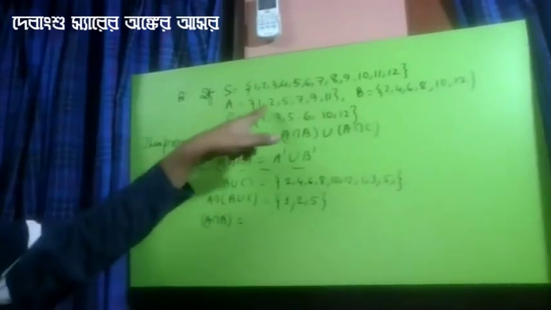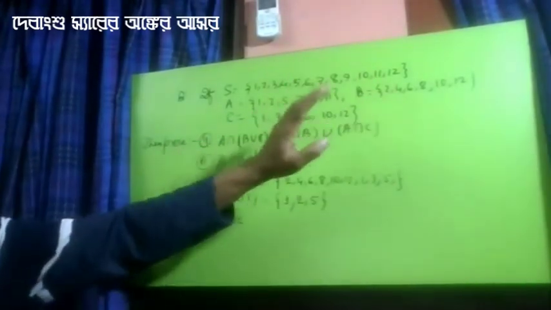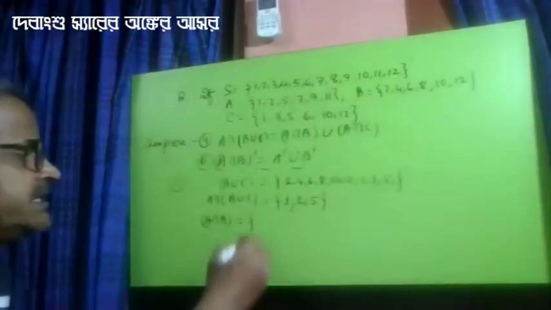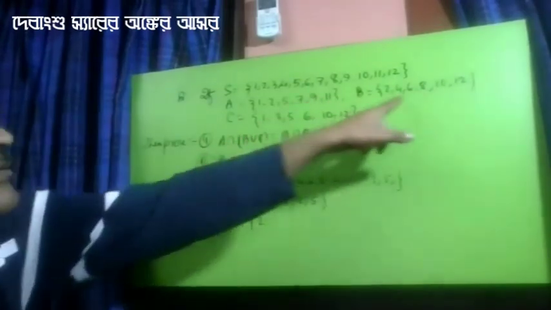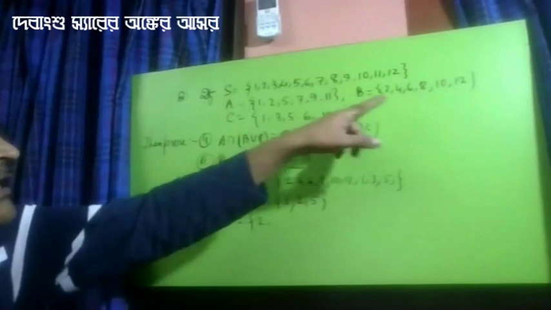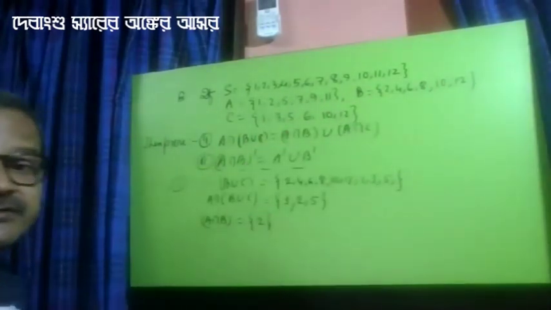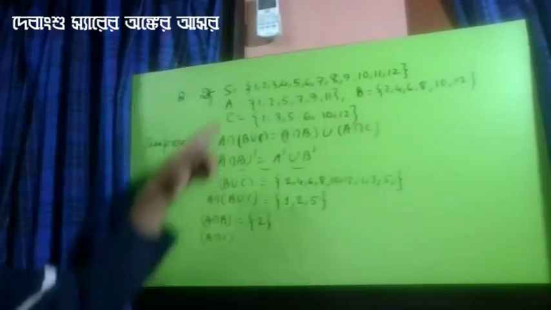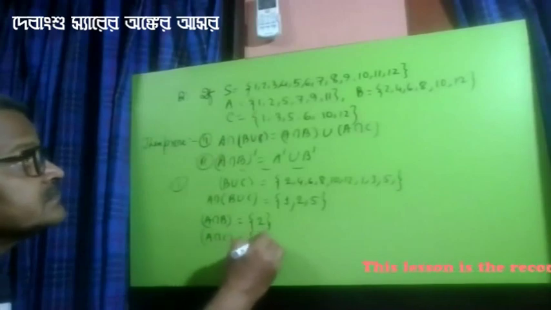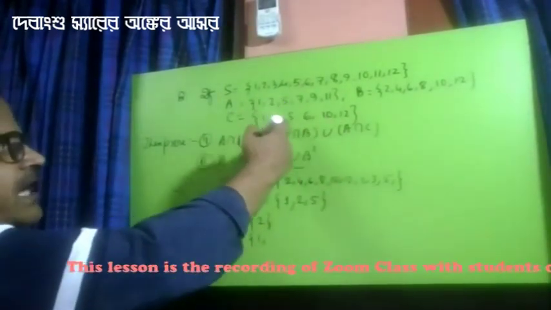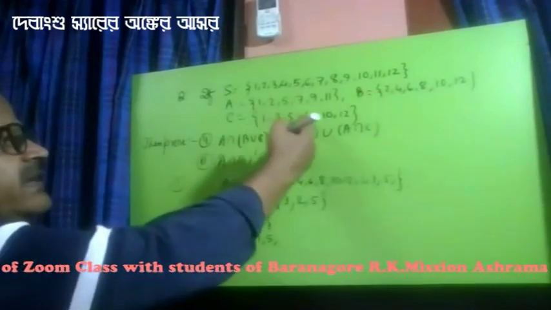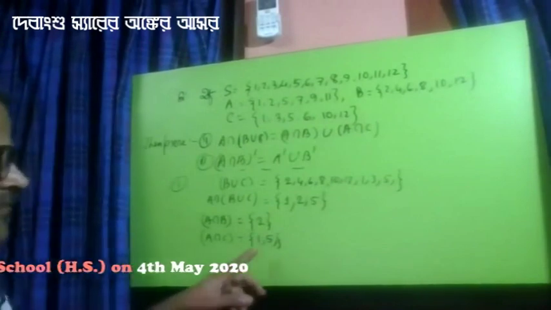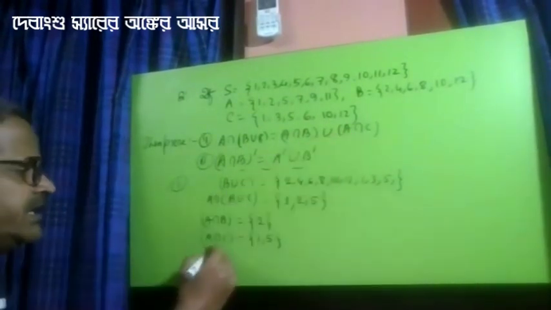Next, A intersection B. A is there, B is there. So you have to take the intersection. So 1, no. 2, yes, 2 is there. 5, no. 7, no. 9, no. 11, no. Only 2, a singleton set. Now A intersection C. 1 is there. 2, no. 5, yes. 7, no. 9, no. 11, no. Only 1 and 5. Now you have to take their union.